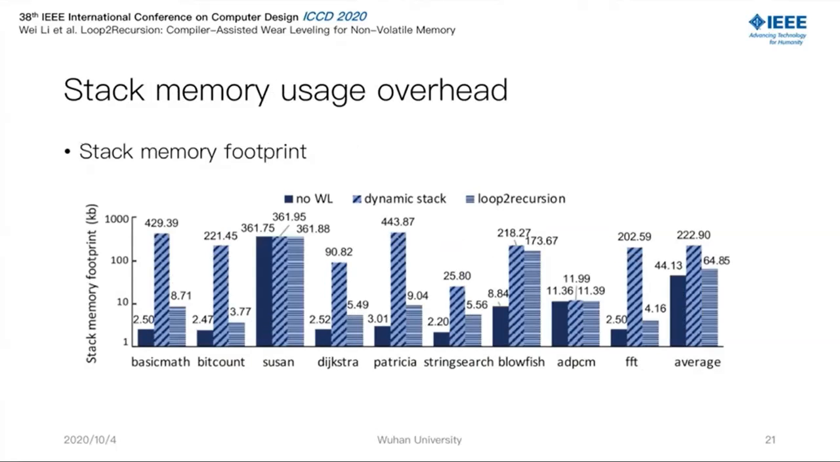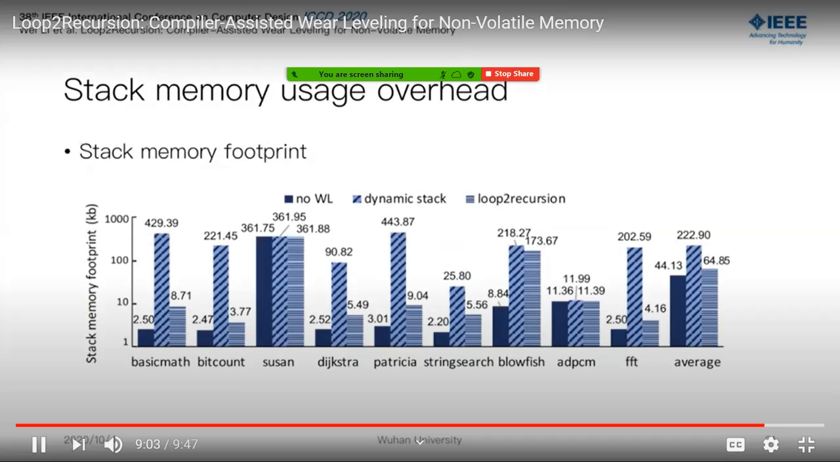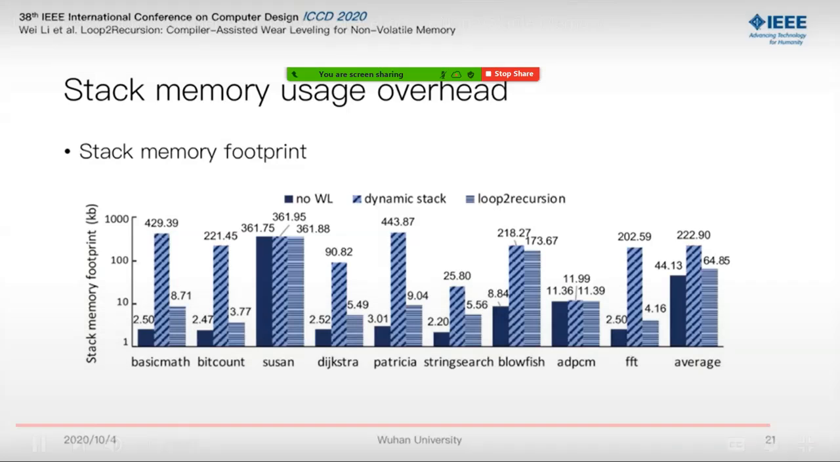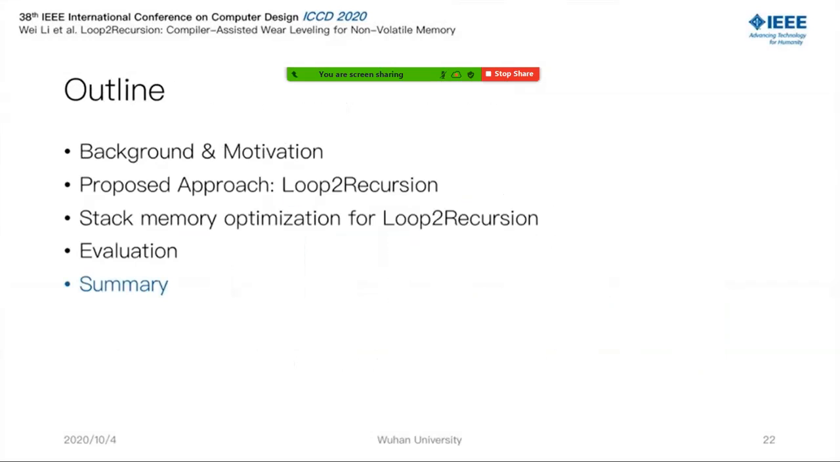Then we compare the stack memory footprint to evaluate the memory usage overhead. We can see that the stack memory overhead caused by loop to recursion is much lower than that caused by the dynamic stack. On average, the stack memory consumption of loop to recursion is about 1.47 times that of the baseline, which is somewhat tolerable considering that PCM memory provides much higher storage density.